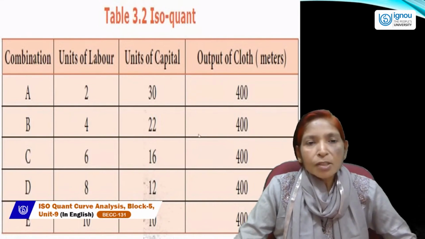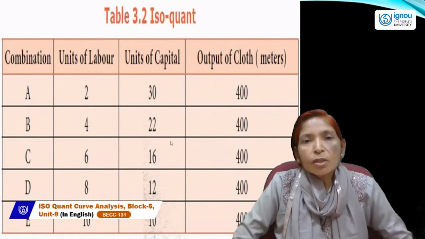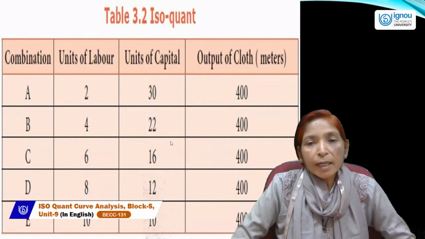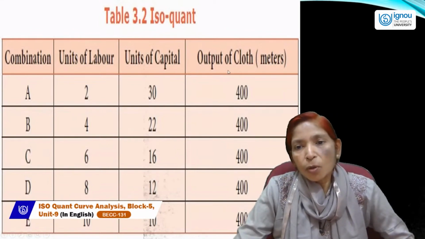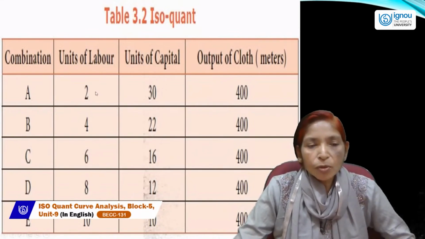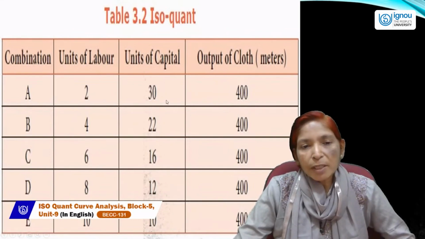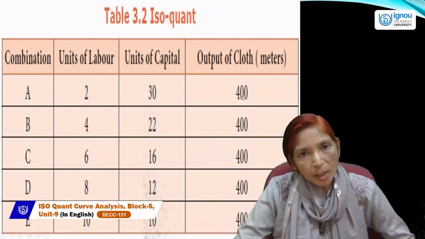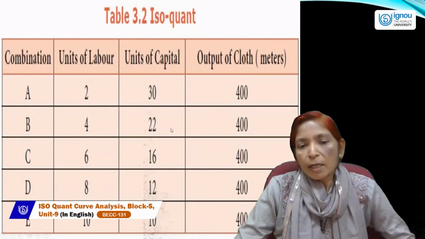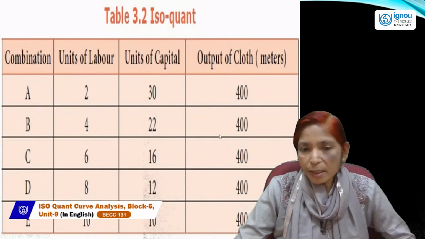And here the isoquant is showing that if we are using two inputs like labor and capital, with different combinations like A, B, C, D and E, we are getting the output of clothes in the same amount or at the same level. Like 400: if we choose combination A, 2 units of labor and 30 units of capital, we will get the same level of output, 400. If we take combination B, the units of labor will be 4 and the units of capital will be 22, and we are getting the same level of output, 400.